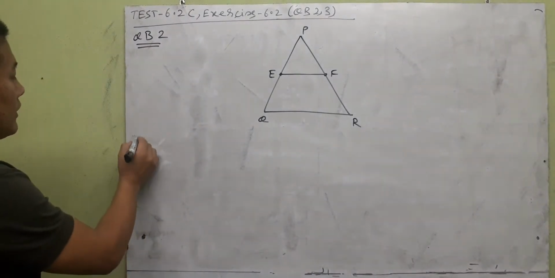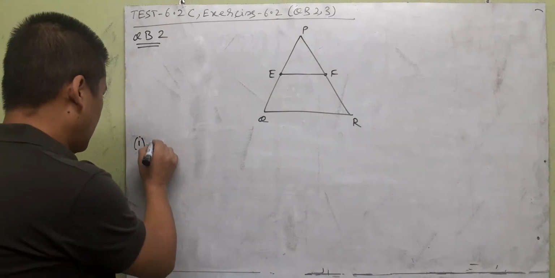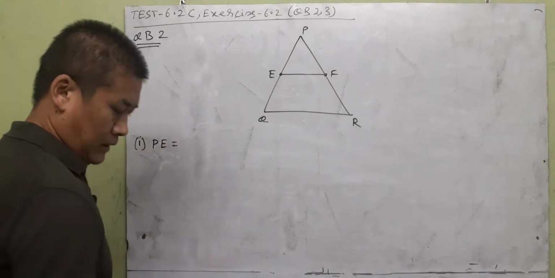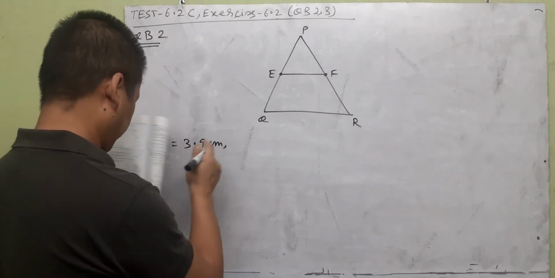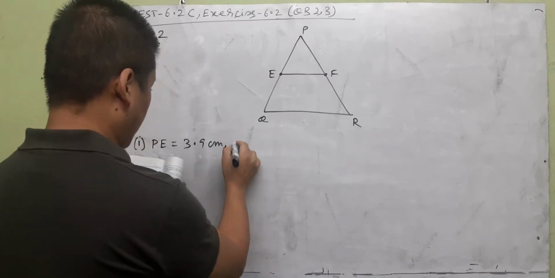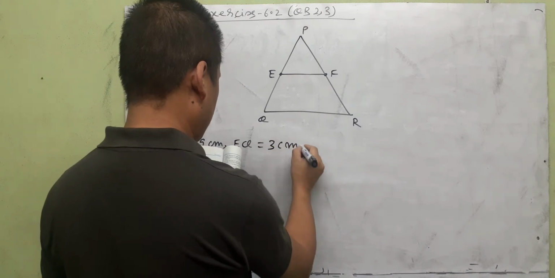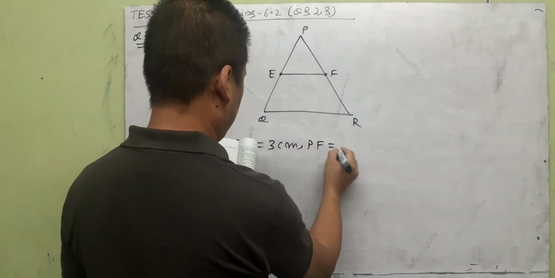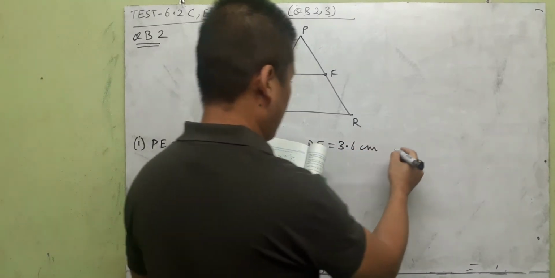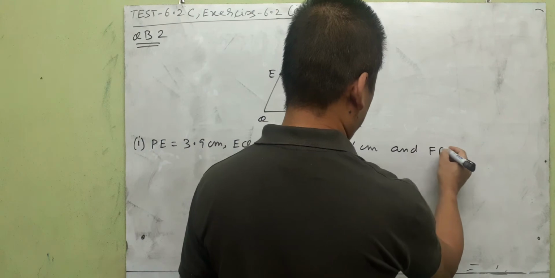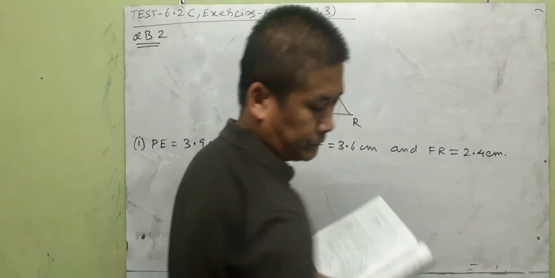So let's take the first one, subheading 1. Here, values given are PE is 3.9 centimeter. Then EQ is 3 centimeter. PF is equal to 3.6 centimeter. And FR is equal to 2.4 centimeter, the first one.